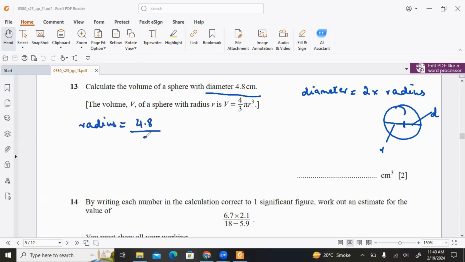So 4.8 divided by 2 is going to be 2.4 centimeters. And then we're going to plug the value into the formula. So 4/3 pi times 2.4 cubed. Once again, to save time, you just plug in the calculation in the calculator. So 4 times pi times 2.4 cubed, divided by 3, 57.9.